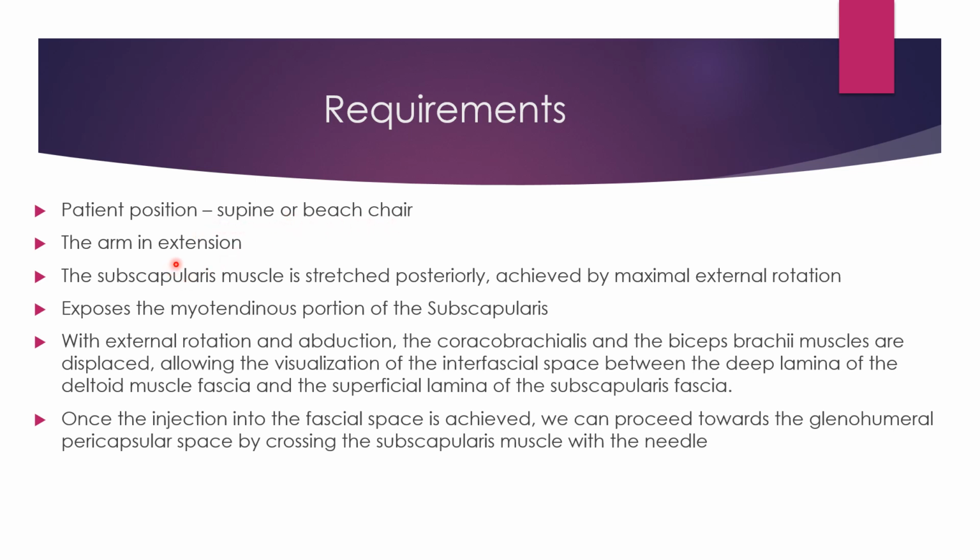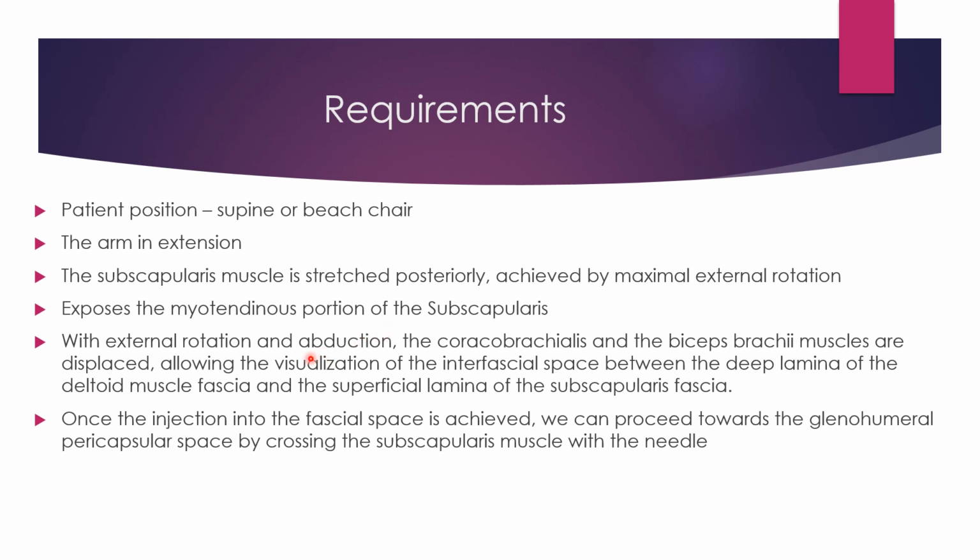The arm has to be put in a little bit of extension, not essentially external rotation. It can be achieved by maximum external rotation. That is, the subscapularis muscle can be stretched posteriorly and the myotendinous junction can be exposed by performing a maximal external rotation, which is important because a patient with adhesive capsulitis is likely to be very painful, for which you can actually place the limb facing towards the sky so that you achieve that much external rotation, which is enough to expose the subscapularis muscle and the myotendinous junction.